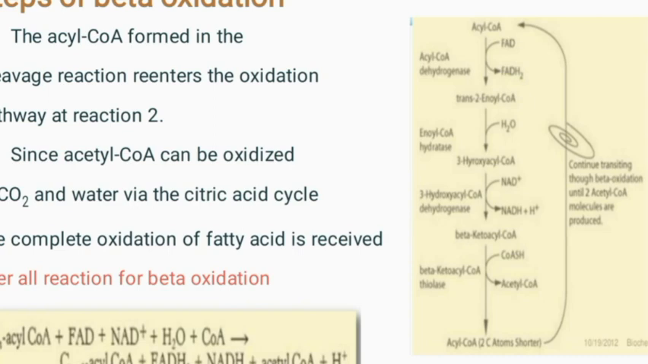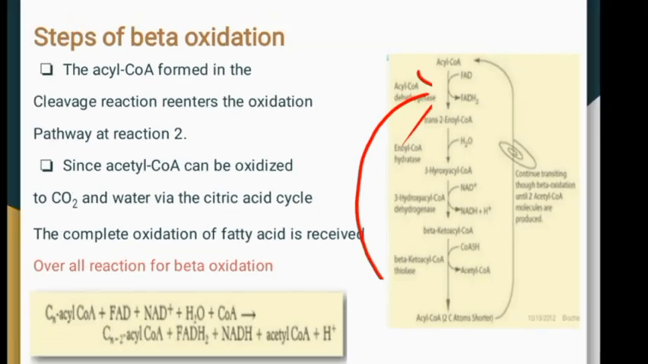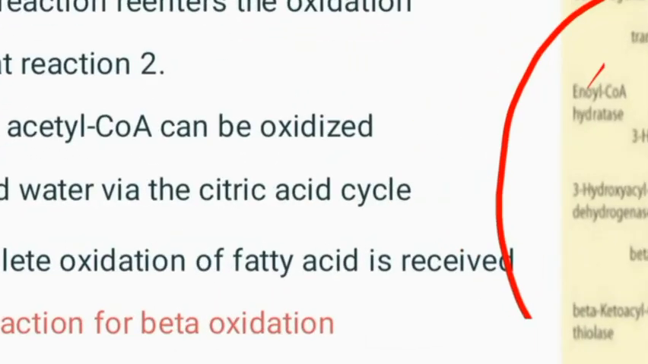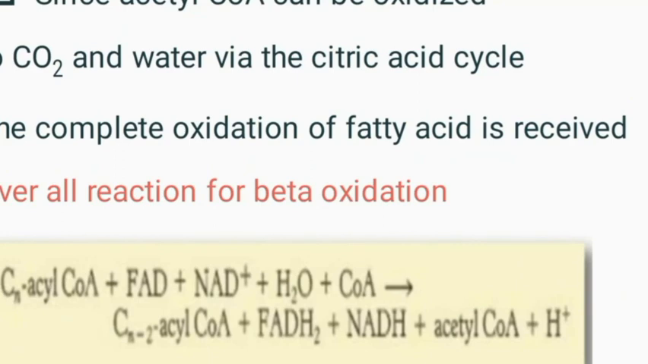3-hydroxyacyl-CoA is again converted into beta-ketoacyl-CoA. In the cleavage, it is converted into acyl-CoA. The acyl-CoA formed in the cleavage re-enters the oxidation pathway at reaction 2. The acetyl-CoA can be oxidized to CO2 and water via the citric acid cycle. Here is the overall reaction of beta oxidation. You can see here, this is the overall reaction.